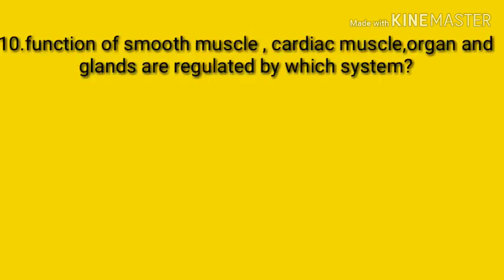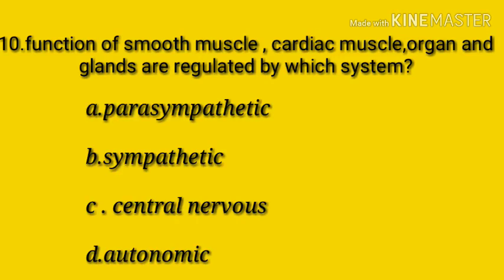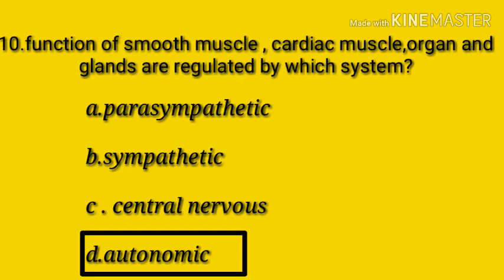Question number 10. Function of smooth muscles, cardiac muscles, organs and glands are regulated by which system? Options A, parasympathetic; B, sympathetic; C, central nervous; and D, autonomic. Answer is option D, autonomic.